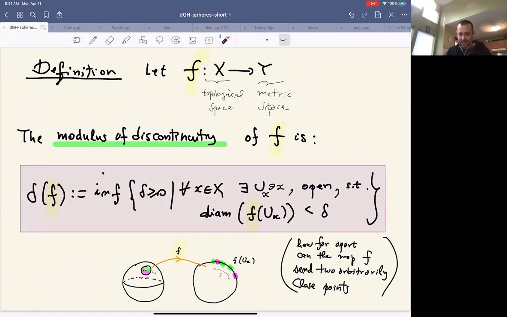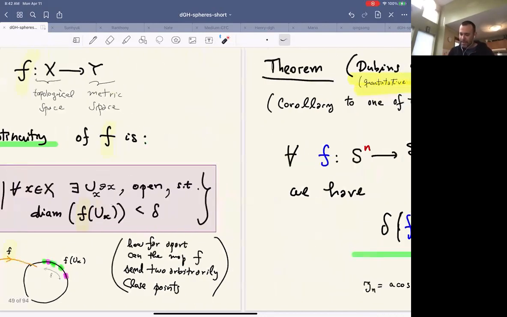So let me tell you what that version says. Suppose you have a map F from a topological space into a metric space. Then you can define the modulus of discontinuity of that function. Here's the precise definition, but it means something fairly simple. You pick a point, you look at a tiny entourage of the point, and then you look at how much you break that neighborhood. You look at the diameter of the image of this little neighborhood.